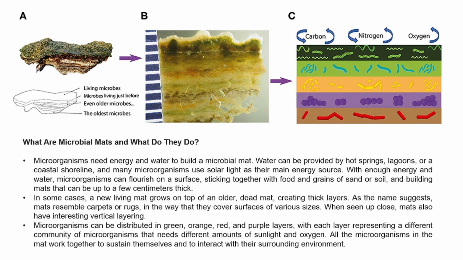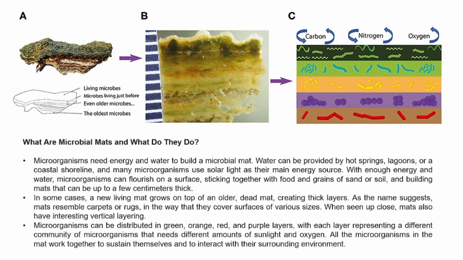These microbial mats start as biofilms, but as biofilms form on a surface, they become more and more complex. They develop layers and layers. They become very thick and diverse, and the diversity reaches its maximum, and that's when we call it a microbial mat. But microorganisms do not build microbial mats just like that. They need energy and water to build it, and water can be provided by hot springs, lagoons, or even a coastal shoreline. Many microorganisms use solar light as their main energy source. So with enough energy and water, microorganisms can easily flourish on a surface.